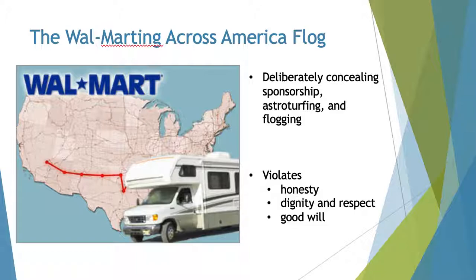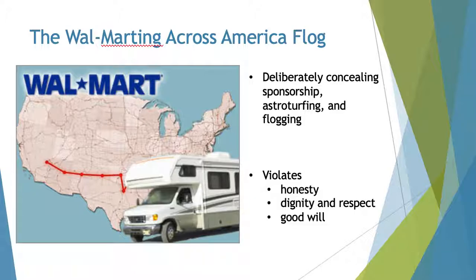So they were deliberately concealing their sponsorship. They were flogging, or fake blogging. And then they were also astroturfing. So astroturfing is a term that comes from the idea of a grassroots movement, right? AstroTurf is a fake type of grass. Grassroots movements are movements that arise from citizens, right? Citizens get behind some kind of initiative, some kind of belief, and they start a movement. That's a grassroots movement. So astroturfing is making something seem like a grassroots movement that's actually paid and sponsored. So it's a very deceptive practice.